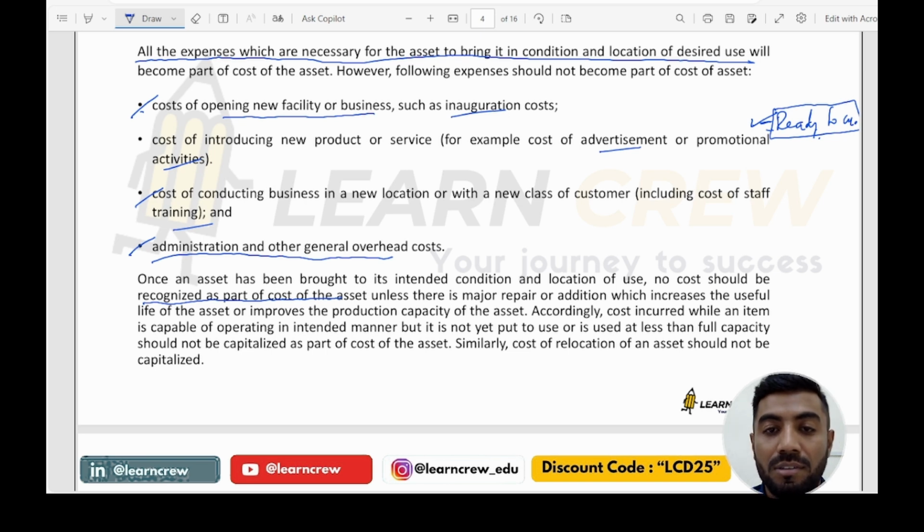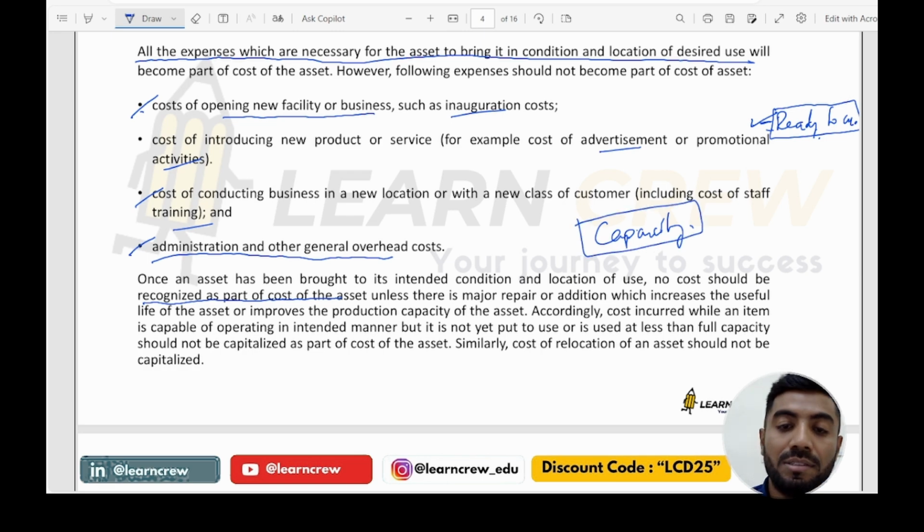Other than that, whatever cost is incurred will be charged directly to the profit and loss account. Only if you remember the word capacity: if it is increasing the working capacity of the machine, only then is it to be capitalized. All other times, you need to transfer it to the profit and loss account.